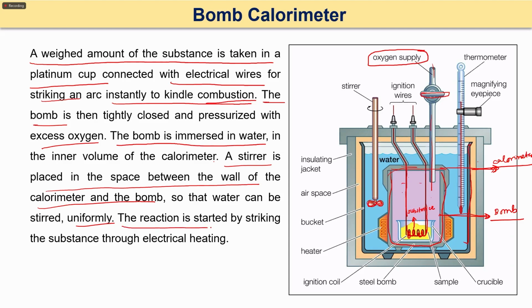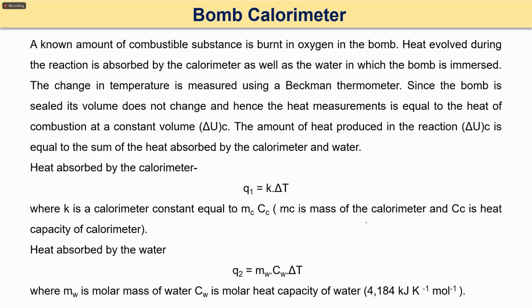Now, the reaction is started by striking the substance through electrical heating. Now the combustion will start. A known amount of combustible substance is burnt in oxygen in the bomb. Now you know the amount of the substance you are burning.